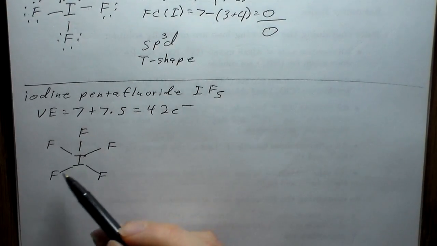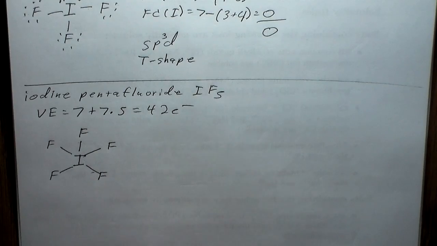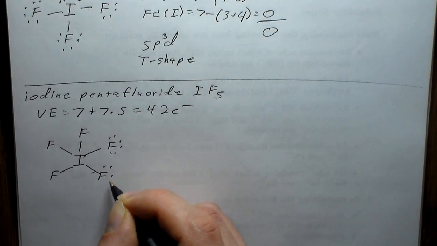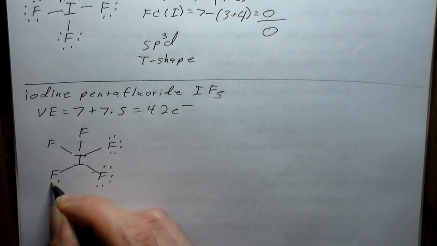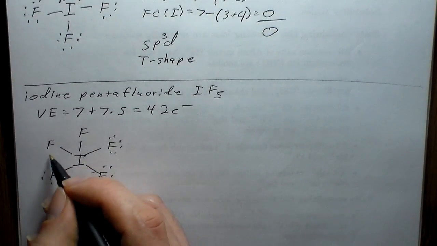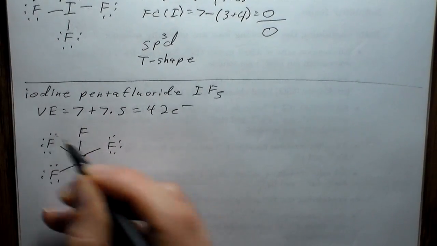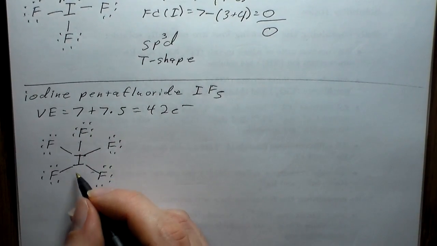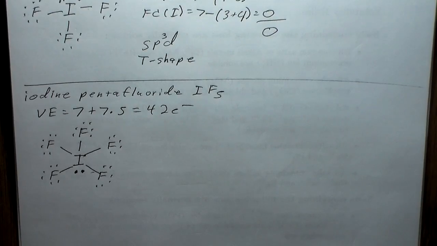So that's going to be 1, 2, 3, up to 40. Got 2 left over. So these go on the iodine like so.